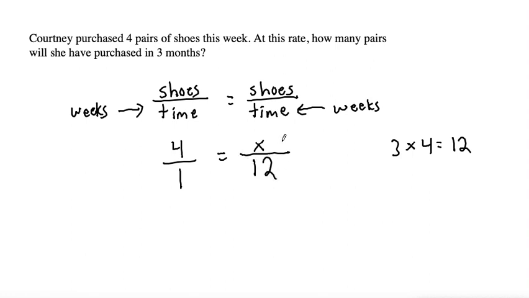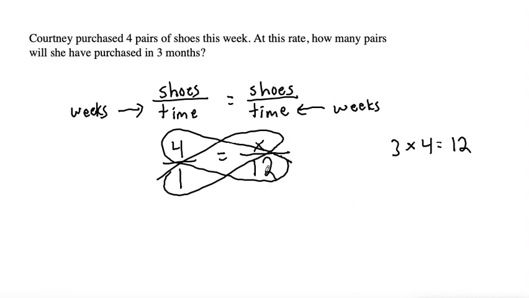And now we just need to solve our ratio equation. To solve a ratio equation, I like to use what's called the butterfly method, and we multiply across. So we make a butterfly like this, and we multiply the 4 times the 12, which gives us 48, and 1 times x, which gives us 1x, or just x. Since we're looking for x, our x will be equal to 48, and that tells us that she bought 48 pairs of shoes in 3 months.